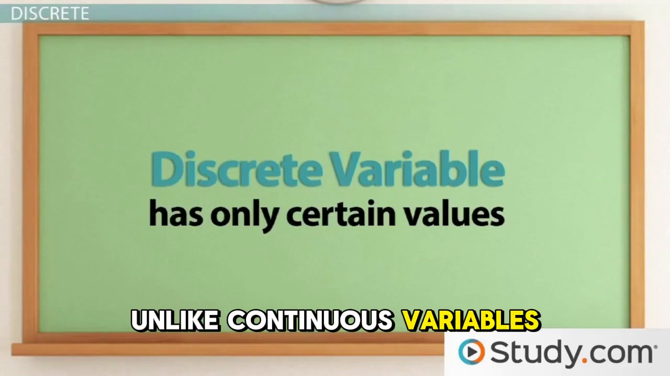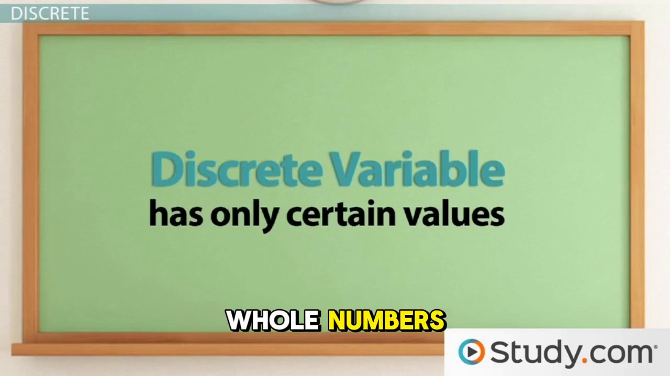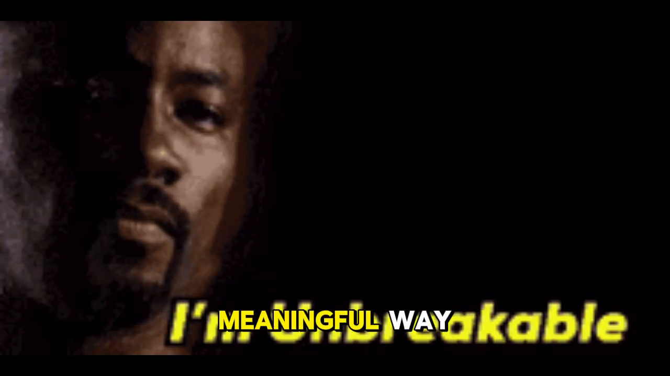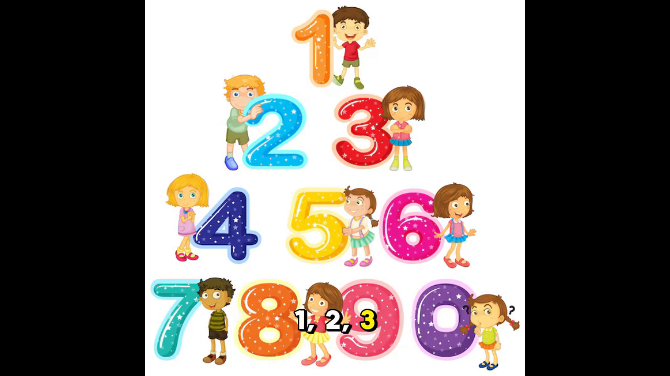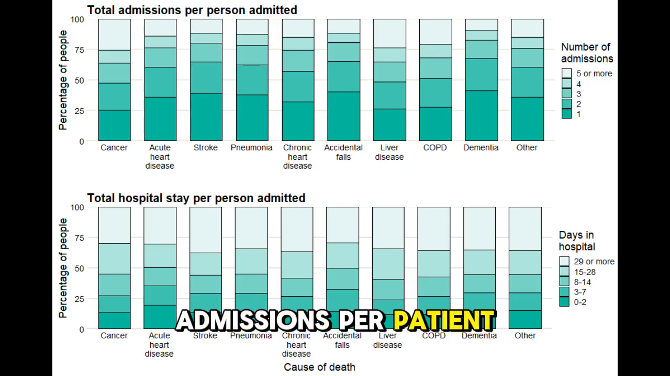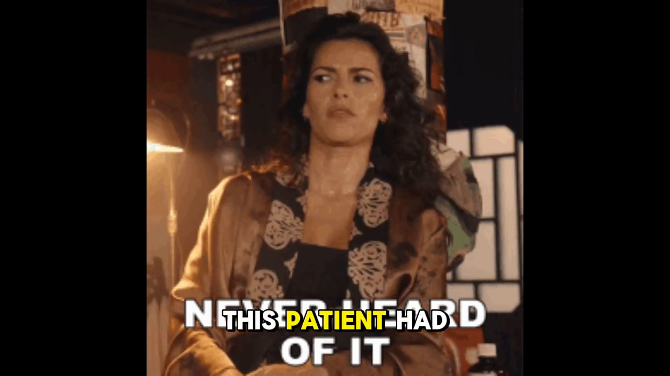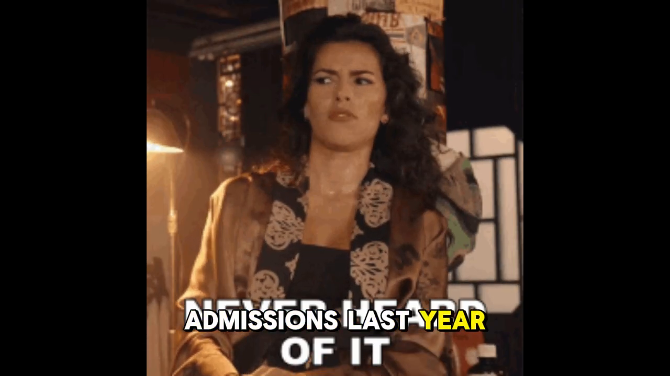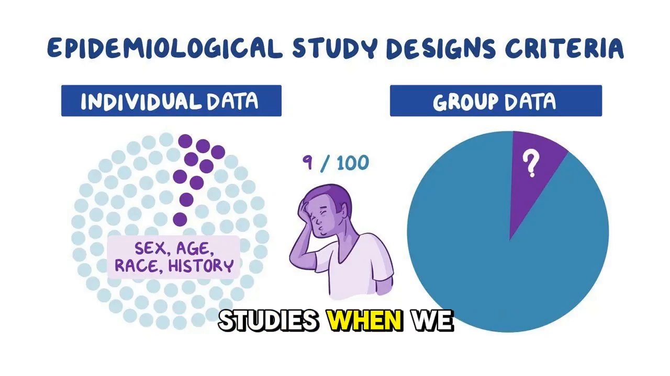2. Discrete variables. Unlike continuous variables, discrete variables can only take specific, countable values, usually whole numbers. They can't be broken into smaller parts in a meaningful way. Examples: number of children in a family, 1, 2, 3. Number of hospital admissions per patient per year, 0, 1, 4. You'll never hear someone say, this patient had 2.7 admissions last year. Discrete variables often appear in epidemiological studies, when we track event counts like disease outbreaks, patient visits, or medication doses.